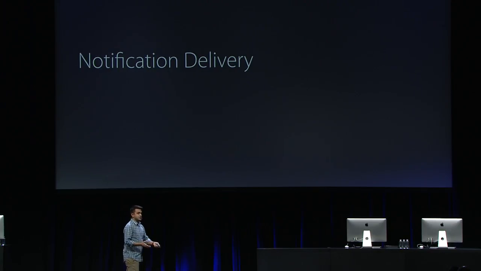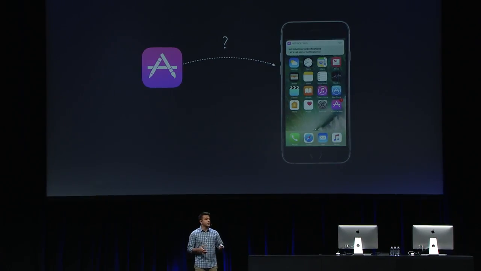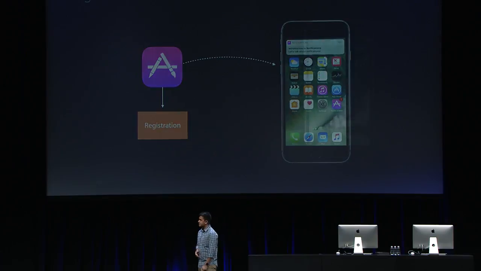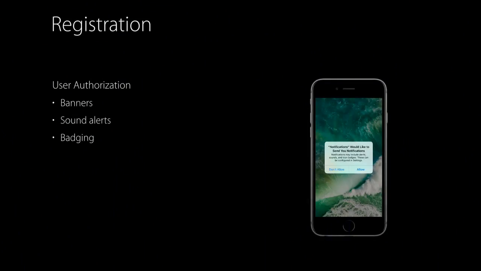Let's continue and dive into notification delivery on iOS. How does your application actually send this notification to the user's device for them to see it? Well, even before you can do this, the very first step that your application needs to do is registration. Let's take a look at what registration means. Now, notifications are an interruption for the user, so it's very important you get the user's authorization and permission before you send them these notifications. So you can ask them permission for banners, sound alerts, or badging the app icon. And the very first time you do this, the user gets prompted with this message.